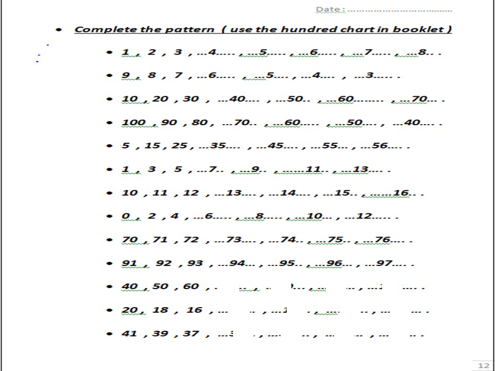Okay, 40 becomes 50, and 50 becomes 60. Here we increase by 10. So 60 becomes 70, and 70 increased by 10 becomes 80. 80 increased by 10 becomes 90, and 90 increased by 10 becomes 100.